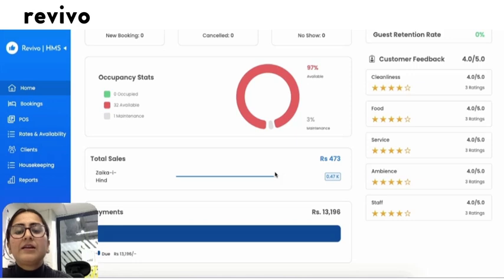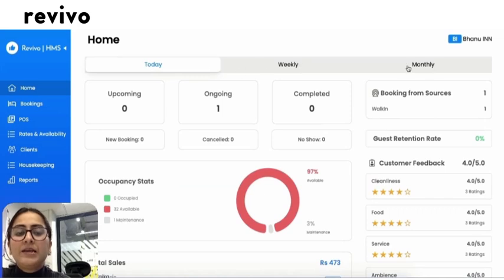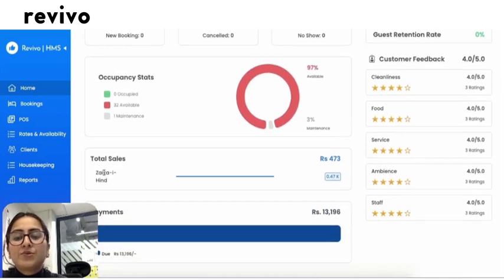From this category, you can get to know about the total sales that have taken place on today, weekly or monthly basis. So in total, sales from n number of categories, like through your rooms, through your restaurant, through your laundry, and any other such kind of service.